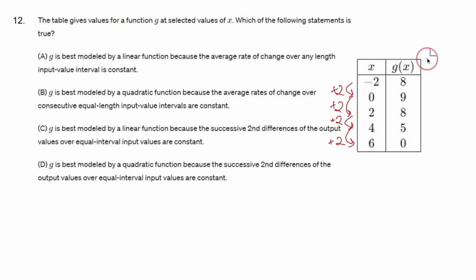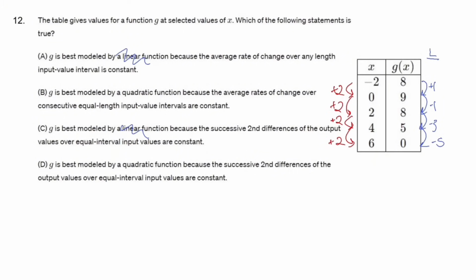That gives us whether or not this is linear. If the rate of change is constant throughout, it's a linear function. So what do we do to get from 8 to 9 to 8 to 5 to 0? Well, I'll tell you one thing: it ain't linear. We add 1, we subtract 1, we subtract 3, we subtract 5. It's not linear, which means no to A and C. They are not an option.